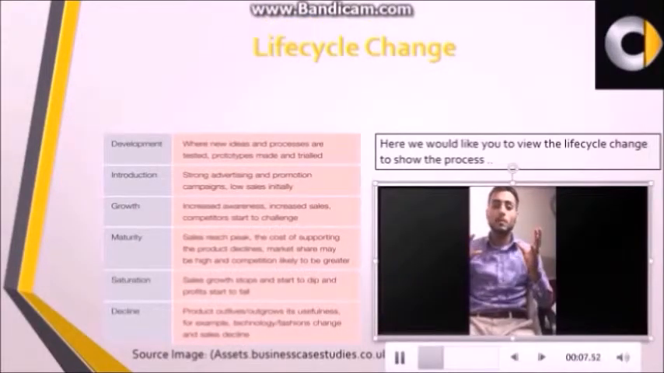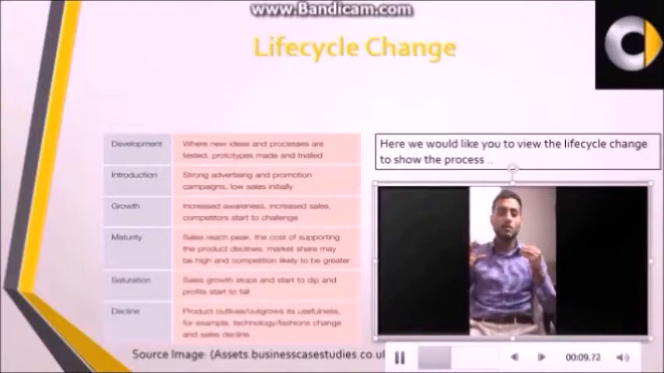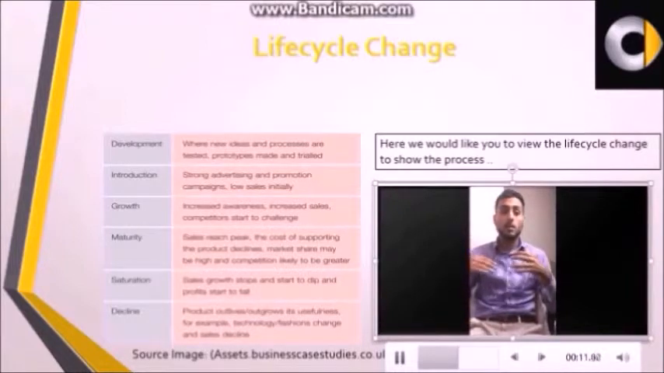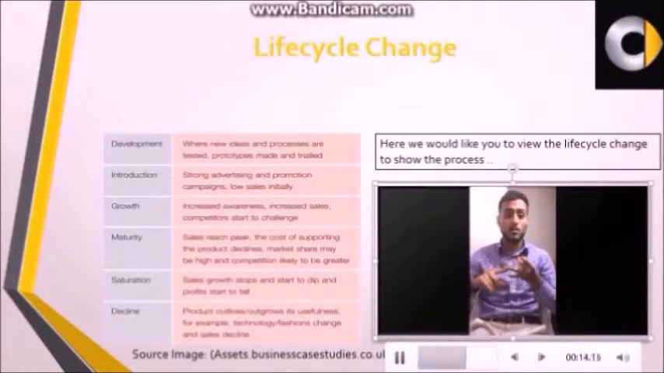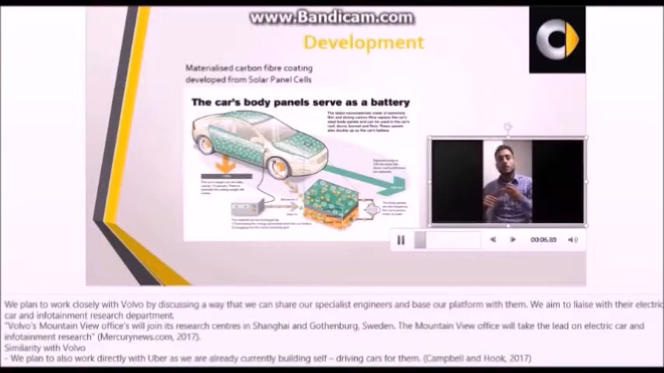Life cycle stages. Here we would like to view the life cycle to show the process of our product. We will be looking at the development, introduction, growth, maturity, saturation, and the decline. In terms of development, we plan to develop our product by liaising with Solar Century, who are experts with solar panels, and to also work with Volvo, who have shown that they are capable and well established enough to build the car that we want to build, because they have previously built a self-driving car for Uber already.